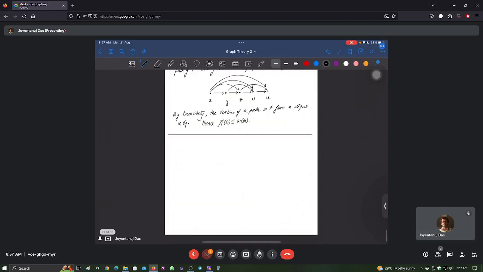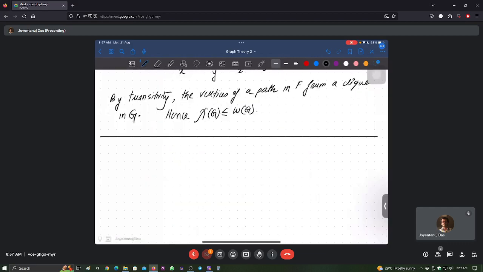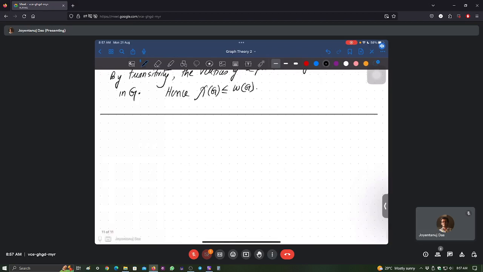So the next one is, we have found this is the chromatic polynomial, right? G comma K. So now we have always seen that this K is a non-negative integer, greater than or equal to zero, right? Because K denotes the number of colors we are using to color the graph.